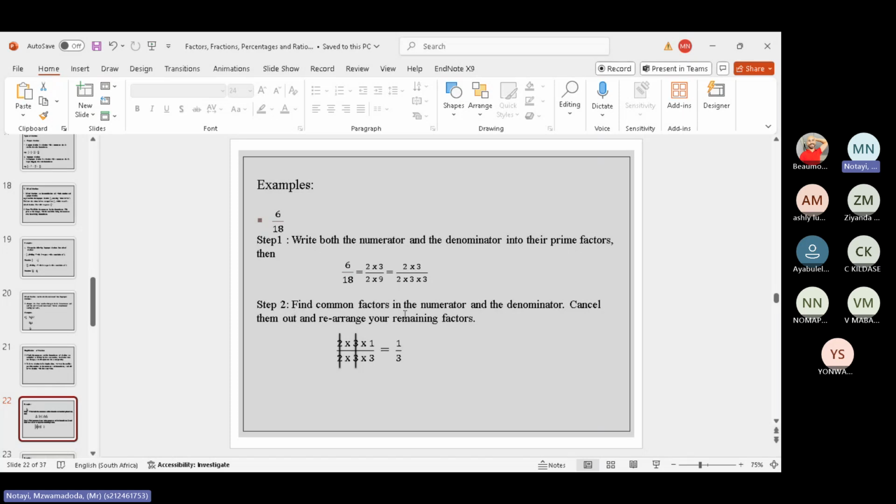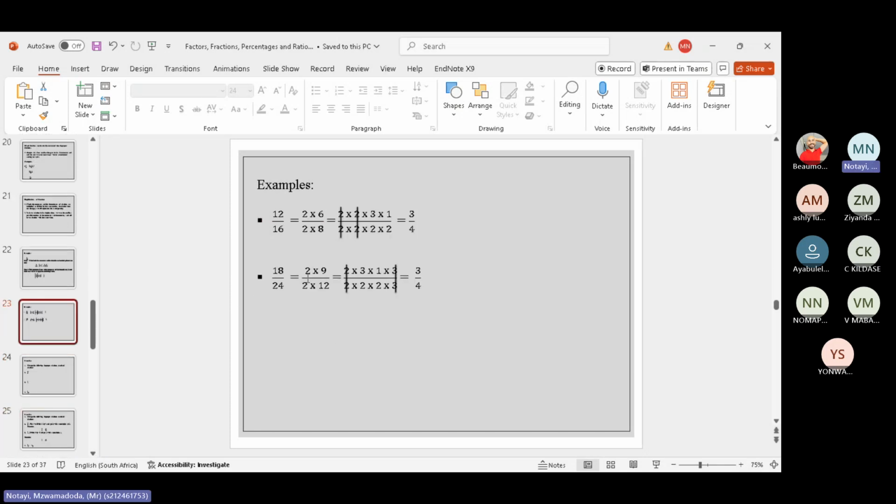Okay, so we find the common factors in the numerator and the denominator. So we cancel them out and rearrange the remaining factors. So we have 2 at the top and 2 at the bottom. Those will cancel each other. We have 3 on top, then we have another 3 at the bottom. So those will cancel each other. And then what is left is 1 divided by 3. So that means we have simplified the fraction. It remains the same value, but we have returned it in its simplest form.